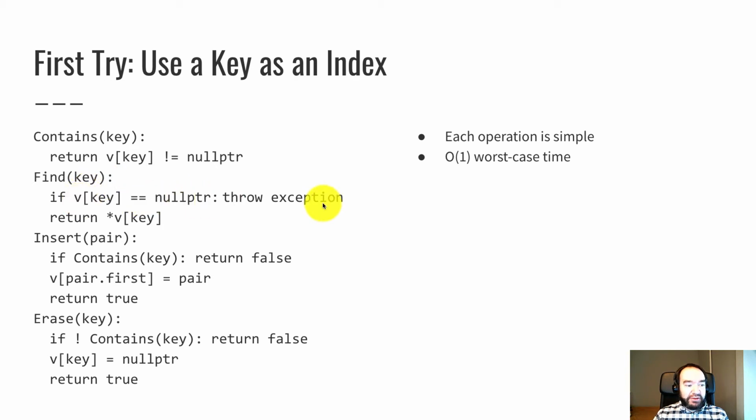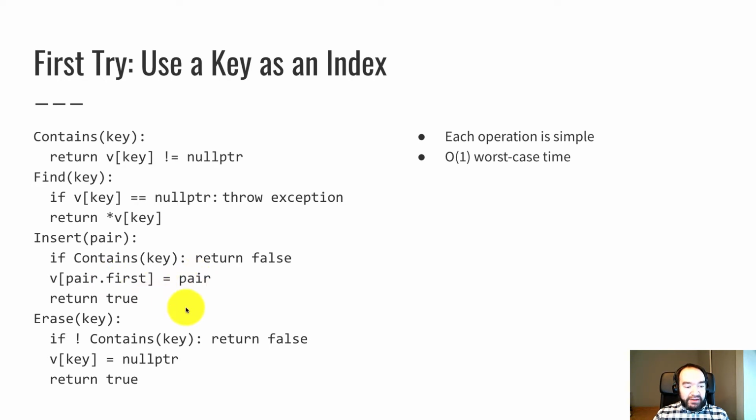Key is not present. Otherwise, v of key is a pointer to the pair, and we dereference it. In order to insert a pair, we can say if contains key, return false and do nothing. Otherwise, v at pairs first. Pairs first is the key of the pair, so we just use the key of the pair as an index and set it equal to the address of that pair and return true.